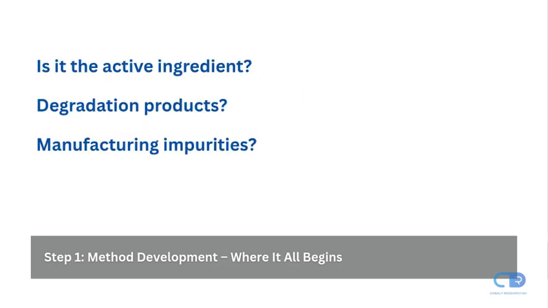We'll explore how to develop a method that's scientifically sound, how to ensure it's reliable, and how to avoid the common pitfalls that waste months of effort. Let's break it down step by step. Step 1. Method development. We start by defining what exactly we want to measure. Is it the active ingredient, degradation products, manufacturing impurities?